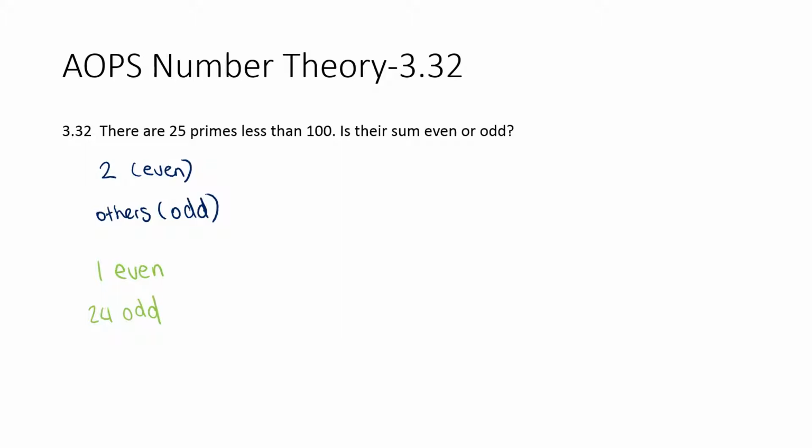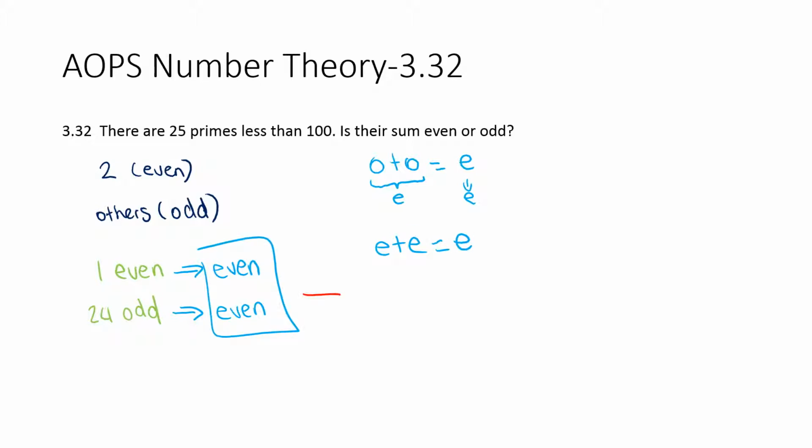So odd plus odd is equal to even, and if you add an even number of odds, it will also always be even. So for the 24 odd primes, the sum of all the odds is even, and the sum of 1 even is obviously even. And even plus even is still even. So over here we have 2 evens. So the sum is still even.